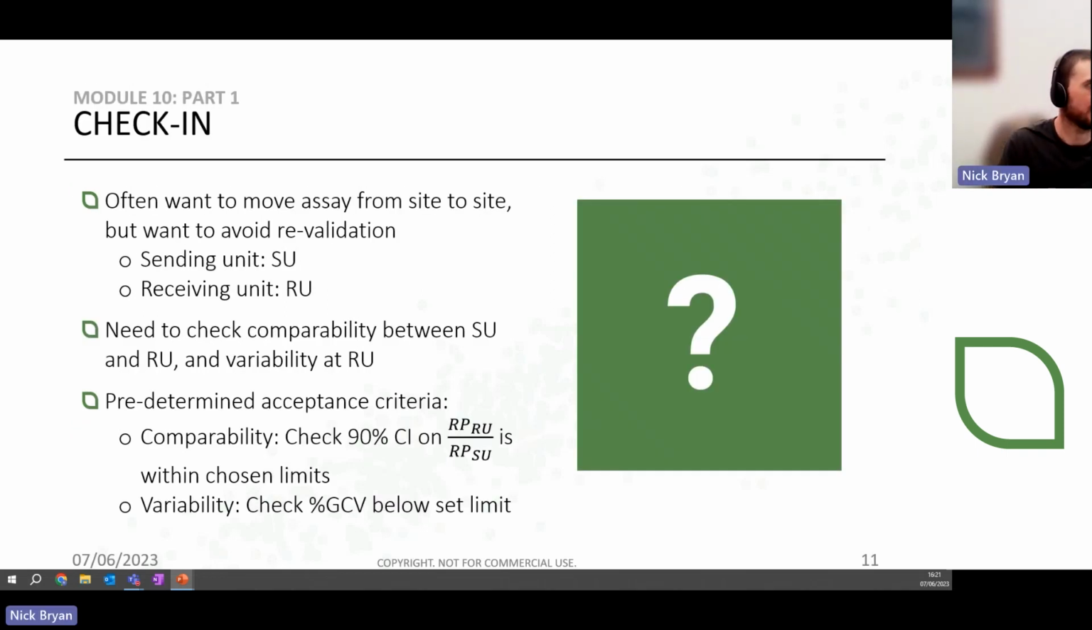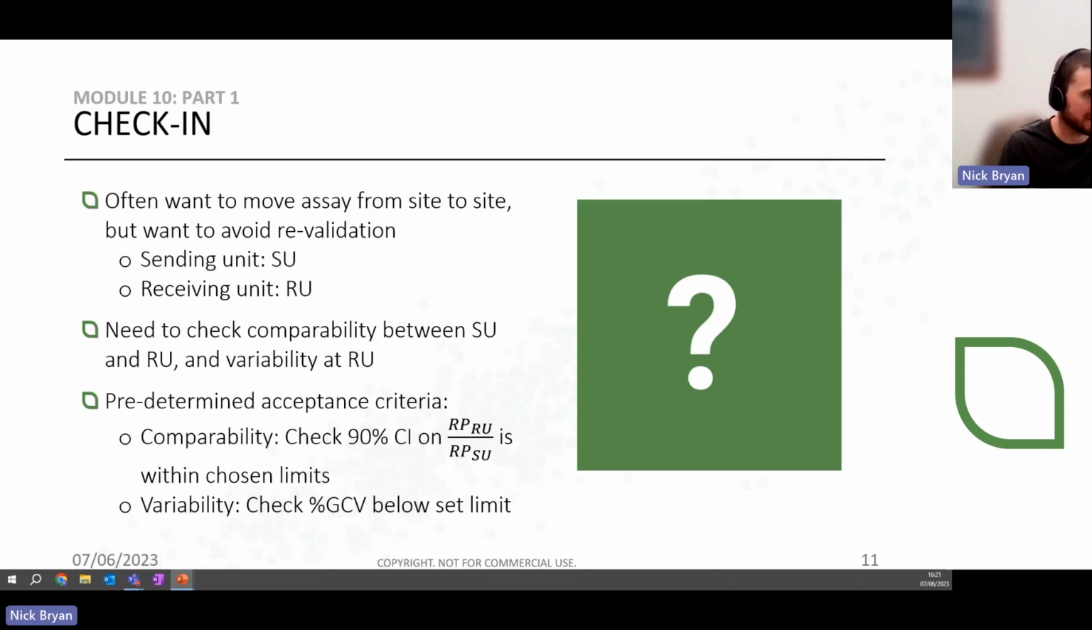Recapping on what we've just discussed. Often, when we're trying to move an assay from one site to another, or from one lab to another, we want to do this in the most streamlined way possible, and ideally we would like to avoid revalidation, as this is often quite laborious.